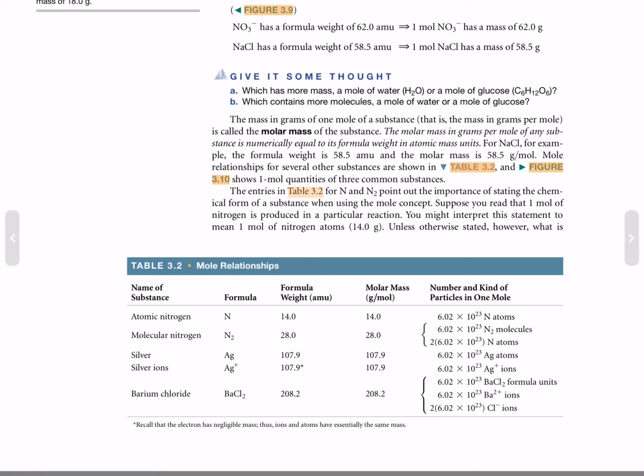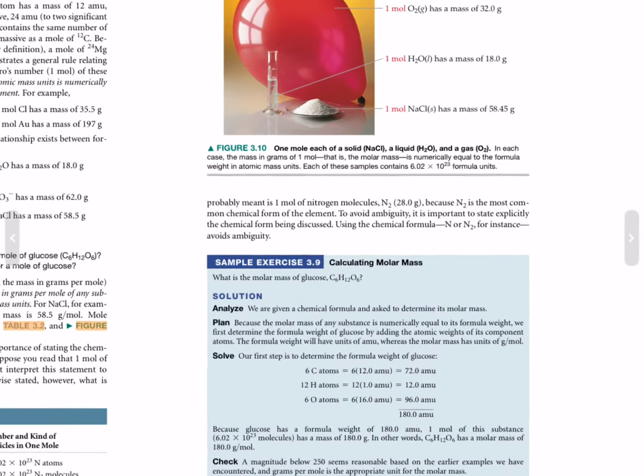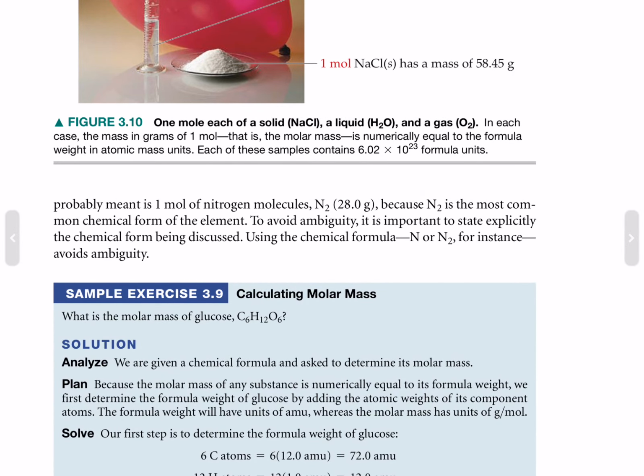Suppose you read that 1 mole of nitrogen is produced in a particular reaction. You might interpret this statement to mean 1 mole of nitrogen atoms, 14 grams. Unless otherwise stated, however, what is probably meant is that 1 mole of nitrogen molecules, N2, which is 28 grams, because N2 is the most common chemical form of that element. To avoid ambiguity, it is important to state explicitly the chemical form being discussed. Using the chemical formula, N or N2, for instance, avoids ambiguity.